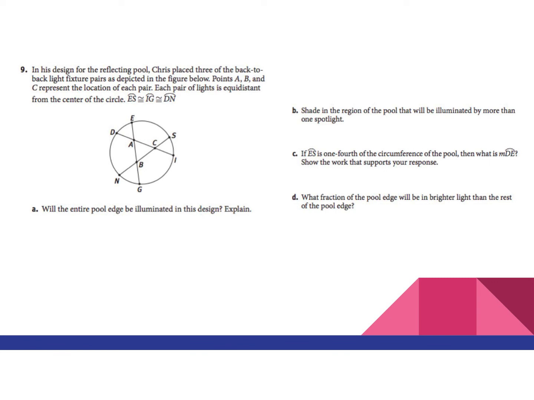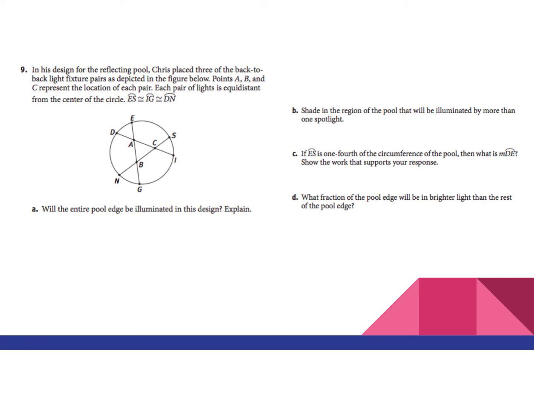Each pair of light fixtures is equidistant from the center of the circle. So what that means is we have ES, that arc, is equal to IG, is equal to the other arc, DN. So question A is asking us, will the entire pool edge be illuminated in this diagram? And to explain, let's think back to this idea of intercepting arcs.